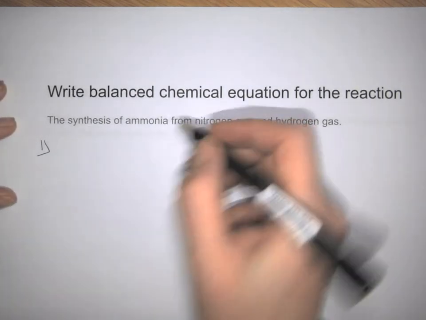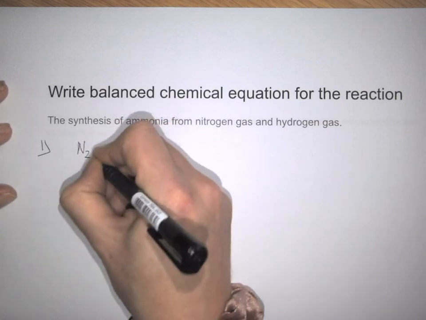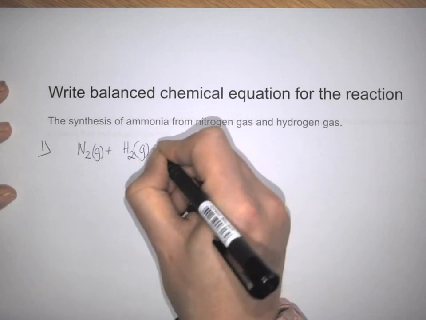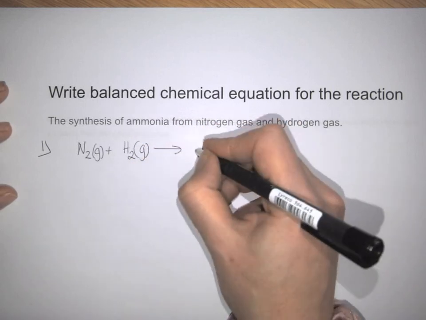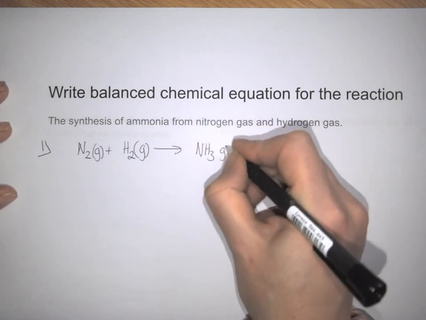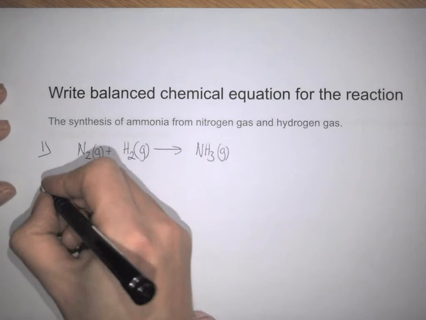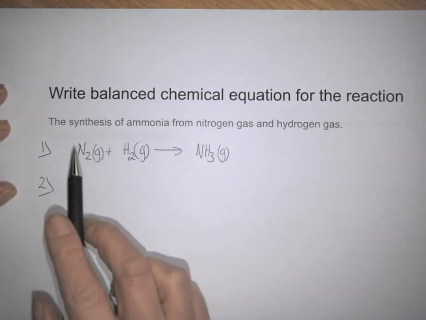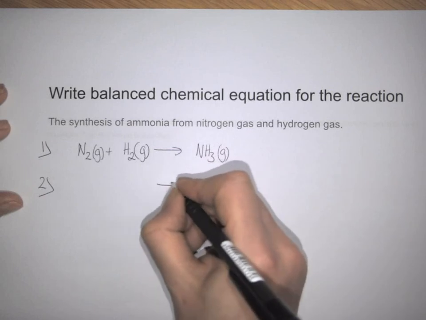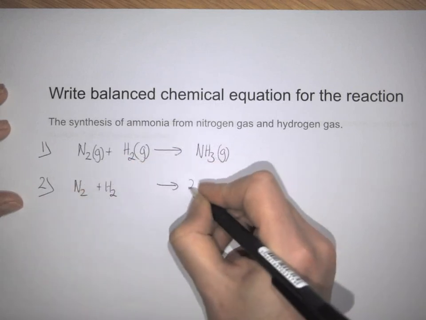Okay, so we go here. Nitrogen gas reacts with hydrogen gas. N2 gas plus hydrogen gas will create ammonia, and that is NH3. Okay. Now we can see in step number 2, 2 nitrogen here, only 1 here. So probably we need to put a 2 in front of the ammonia here.